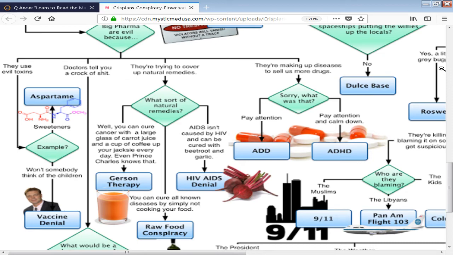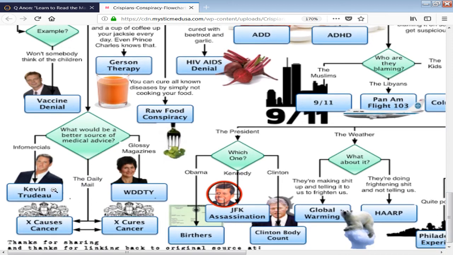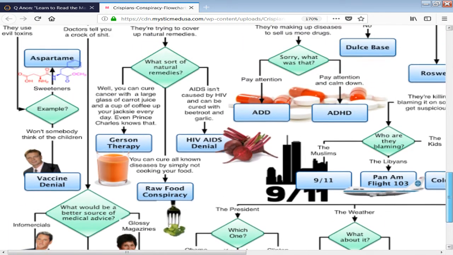Interesting. What if I believe that the doctors only tell you a bunch of crap? What would be a better source of medical advice? Infomercials? Kevin Trudeau: X causes cancer. Okay. Or glossy magazines, WDDTY: X cures cancer. The Daily Mail. So it doesn't matter what's going on here.